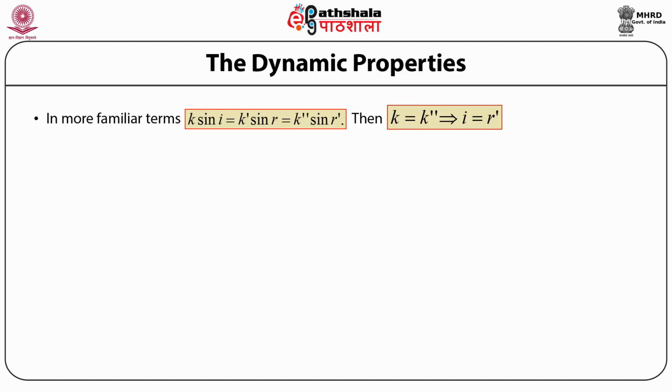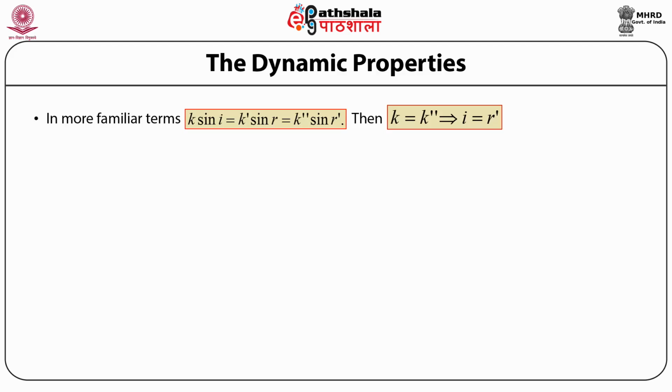with respect to the normal to the interface of the two media, then we know that since the wave number k and the wave number k double prime denote the same medium, the two wave numbers are equal. So the dynamical properties can be written as k times sine of i is equal to k prime times sine of r is equal to k double prime times sine of r prime.